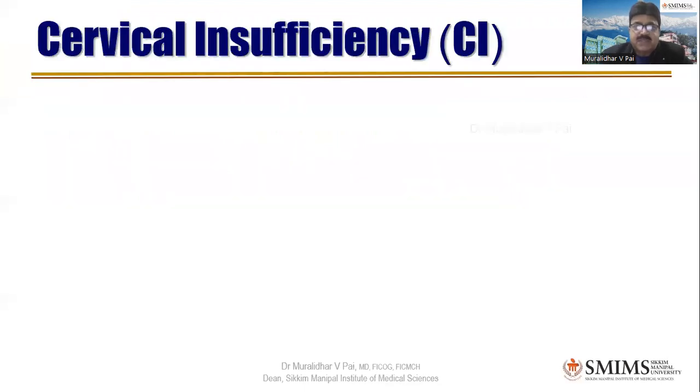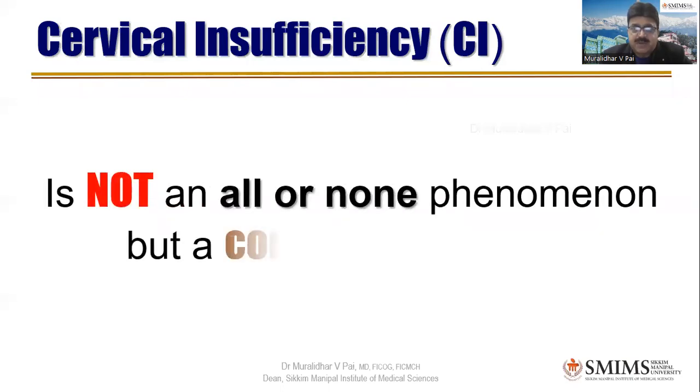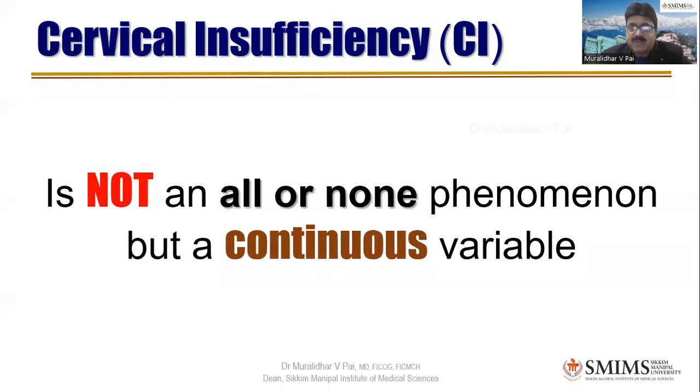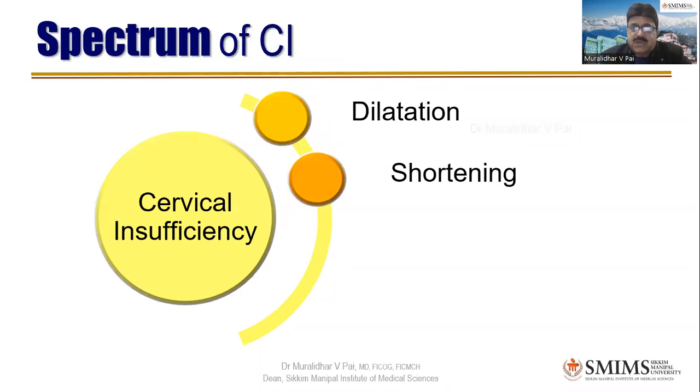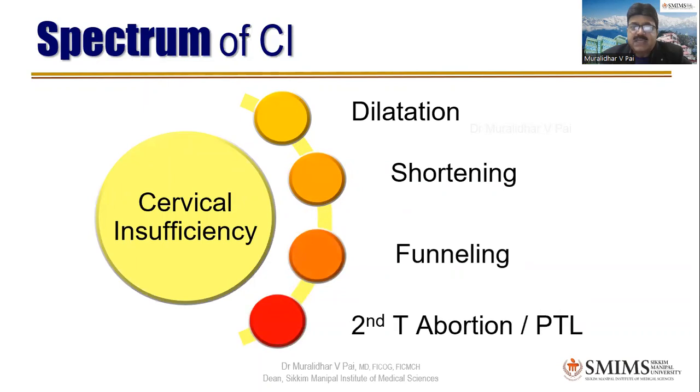First of all, we need to understand that cervical insufficiency is not all or none phenomenon, but a continuous variable. It keeps on changing. Even as you do the ultrasound, you can see the dynamic changes of the cervix sometimes. Often my colleagues have told me that. So cervical insufficiency is actually a spectrum of initial cervical dilatation, going on to shortening of the cervix, then funneling, and finally ending with second trimester abortion or a preterm labor.